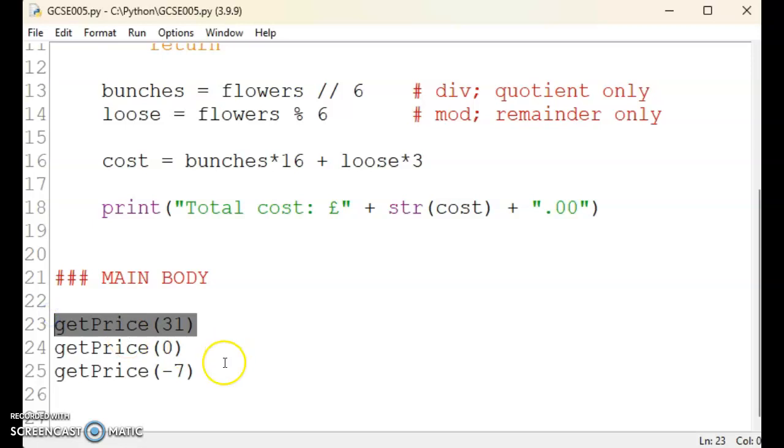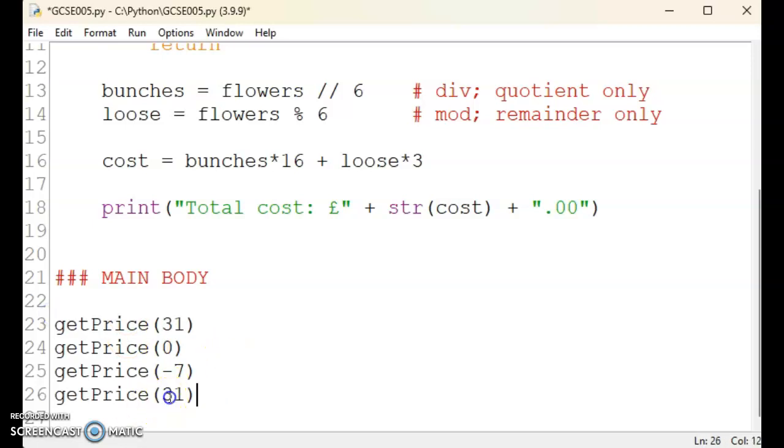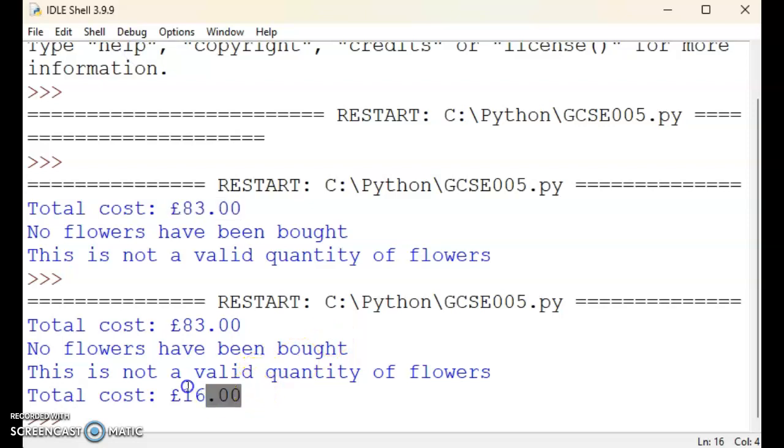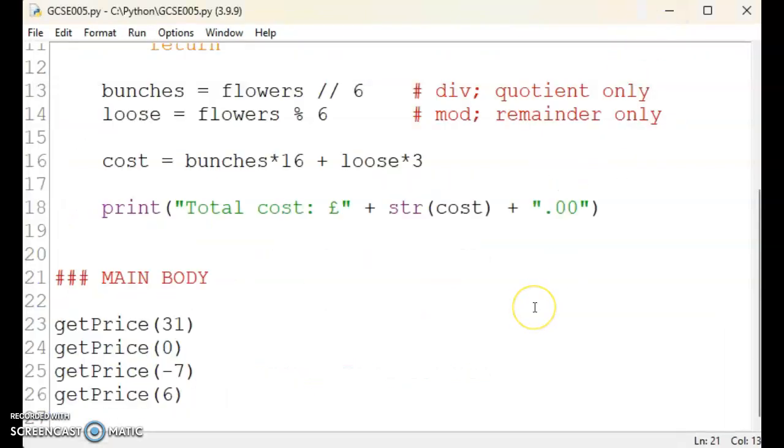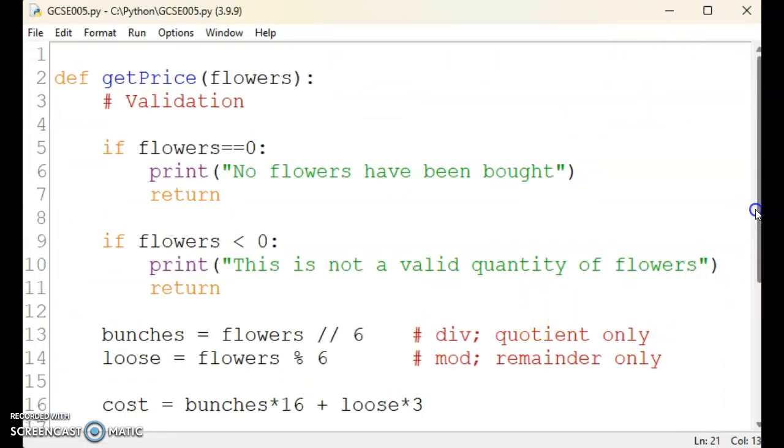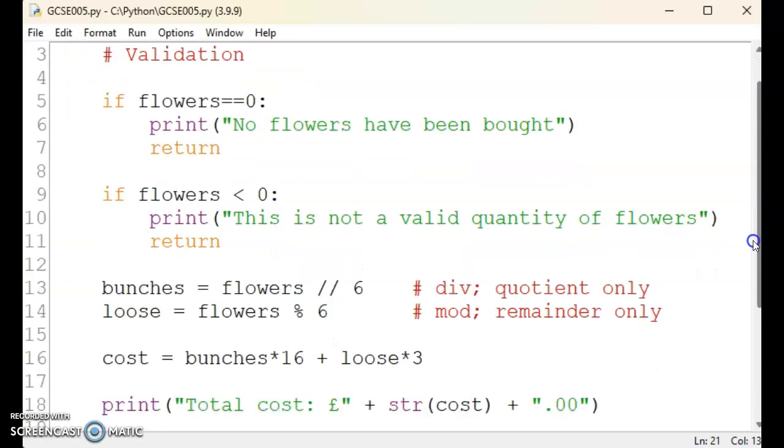You can test it with other values, of course, if you wish. You could test it with the number 6 just to make sure that it copes okay with the number 0 when there are no loose flowers. Let's just run that, I'm sure it'll be fine. Yep, that's it. So that forms one bunch, and one single bunch is £16. And I'm happy to sign that off then as a working version of a solution to the problem.